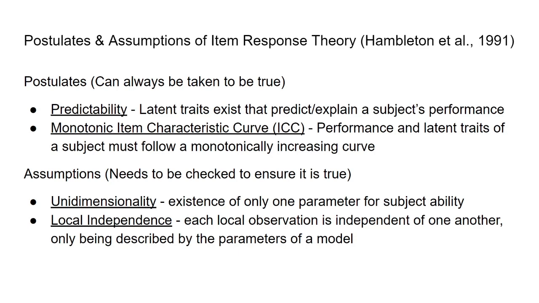As for our assumptions, these are things that we need to check to ensure that they are true, because our postulates can always be taken to be true. For our assumptions, we have two: unidimensionality and local independence. Unidimensionality, where uni means one and dimension means a parameter, means that there must be only one parameter that describes a subject's ability. It can't be two, can't be three. It can only be one.